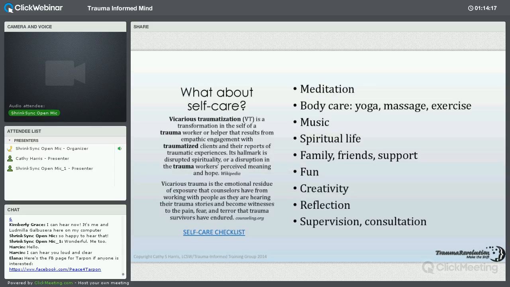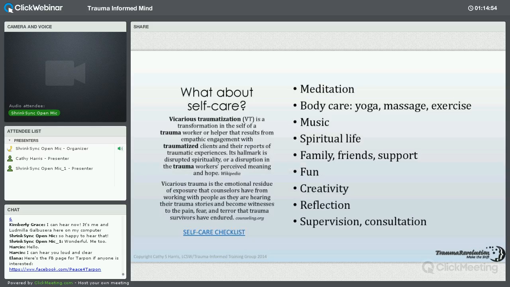I like what our second paragraph says. It says vicarious trauma is the emotional residue of exposure that counselors have from working with people as they are hearing their trauma stories and becoming witnesses to the pain and terror that trauma survivors have endured. So these are the kinds of things we may encourage our clients and patients to engage in, but we also need to find some of these things to engage in. Some very simple form of meditation is very helpful. I always tell people you can go on YouTube and find all kinds of free guided meditations that are great.